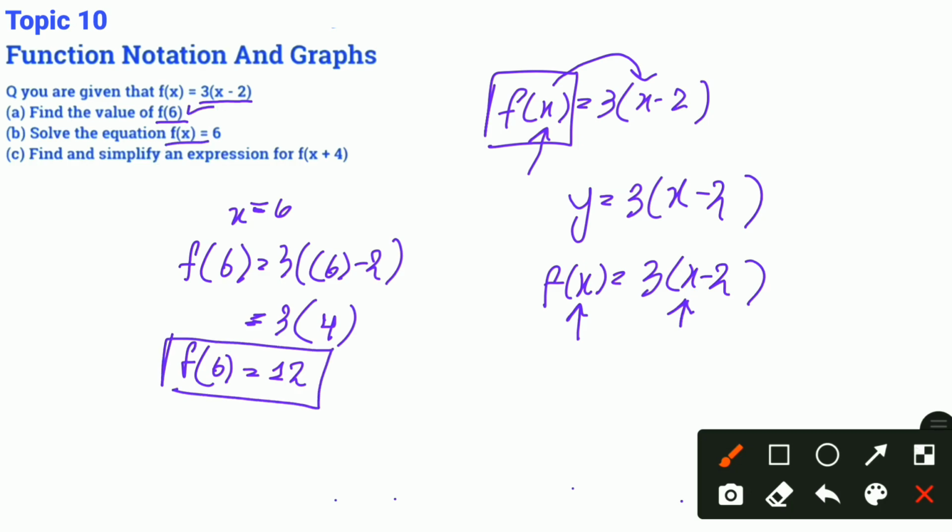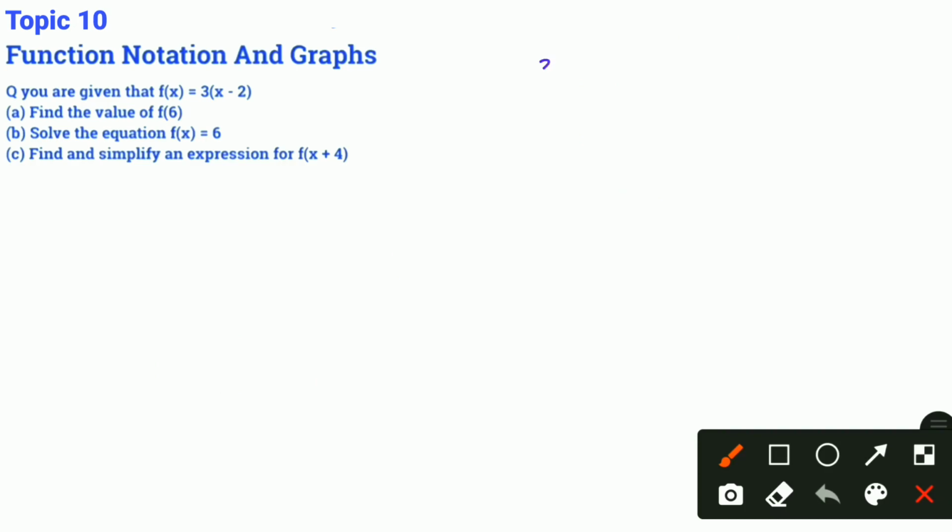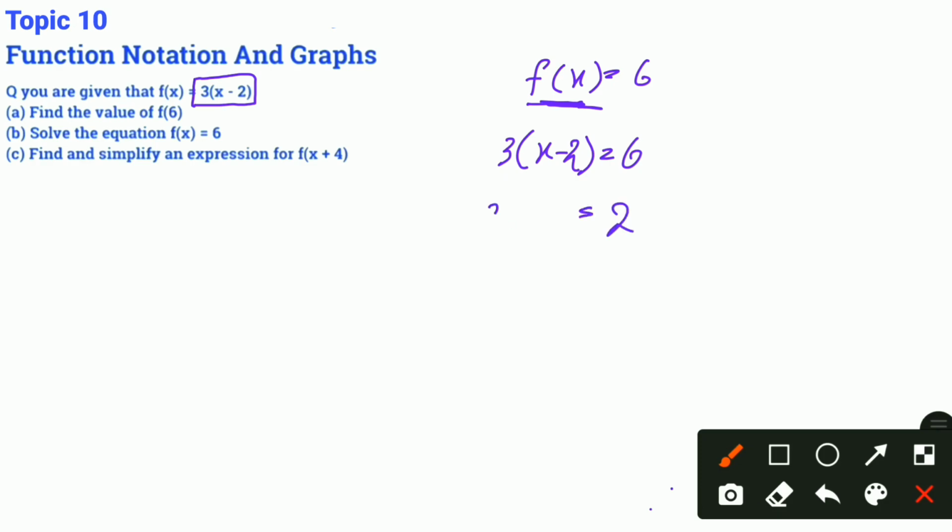Part 2 is: solve the equation f(x) equals 6. What should I put in here? I will put the value of f(x). So 3x minus 2 is equal to 6. The 2 will come over, so 3x is equal to 8. Then 3 will come down, so x is 8 upon 3. This is the value. It is done.